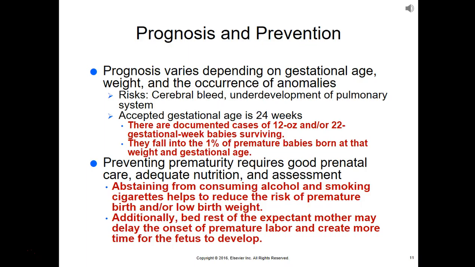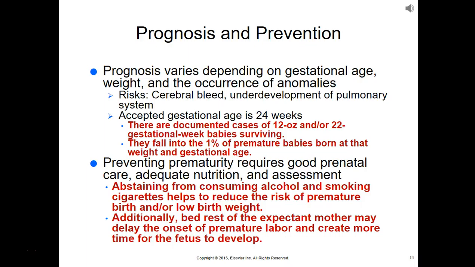Preventing prematurity requires good prenatal care, adequate nutrition, and assessment for the mom. So things like abstaining from consuming alcohol and smoking cigarettes helps to reduce the risk of premature birth and or low birth weight. Additionally, bed rest of the expectant mother may delay the onset of premature labor and create more time for the fetus to develop.